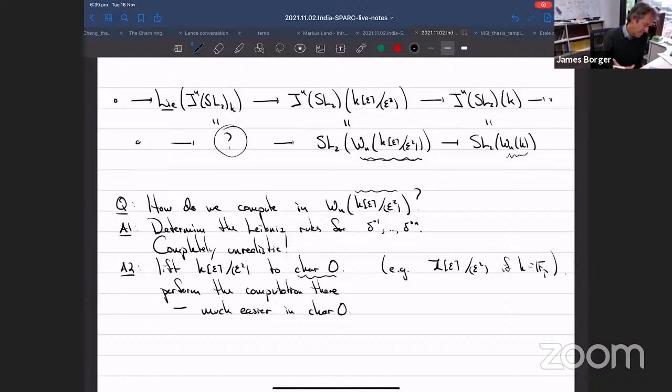But that has actually implications for doing computations. So you perform the computation there, which is much easier because it's in characteristic 0, and then you reduce back to K epsilon mod epsilon squared.